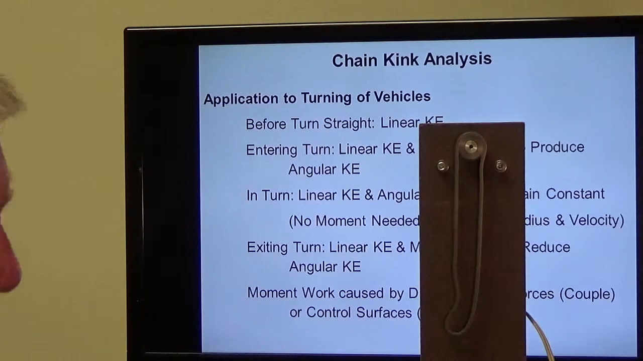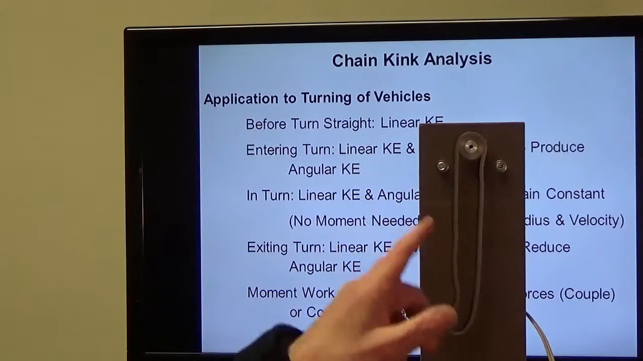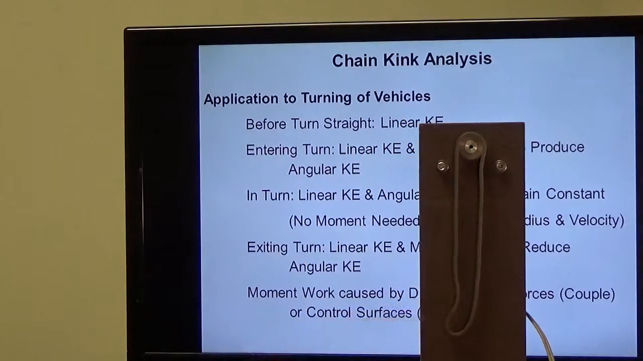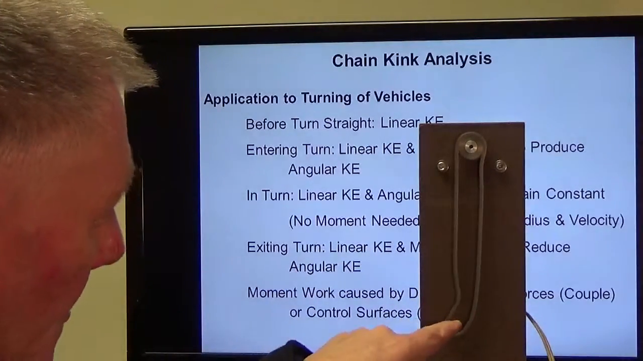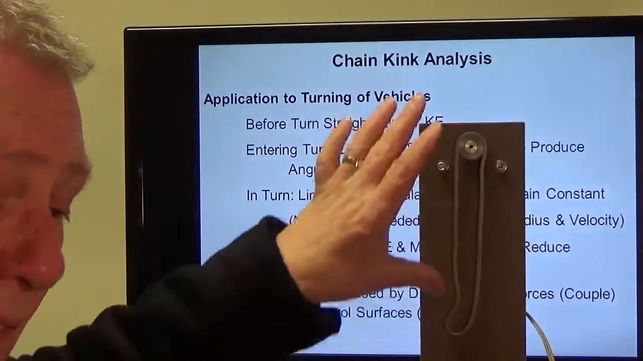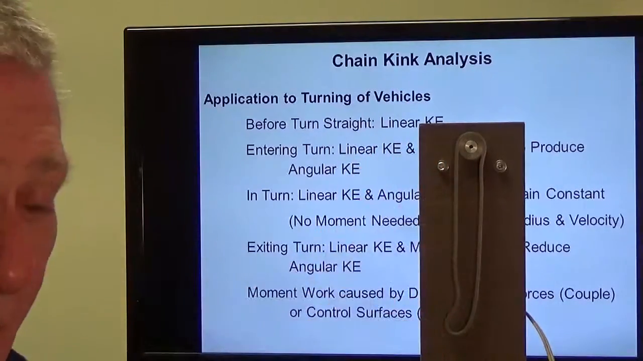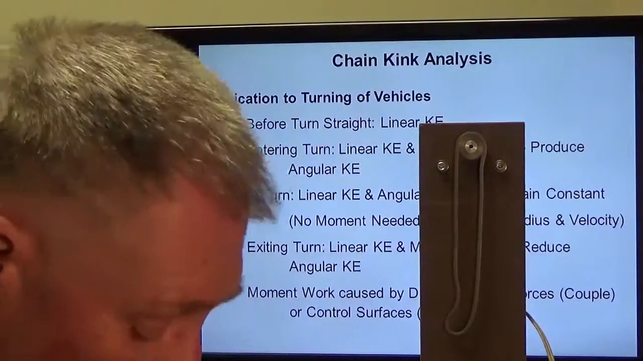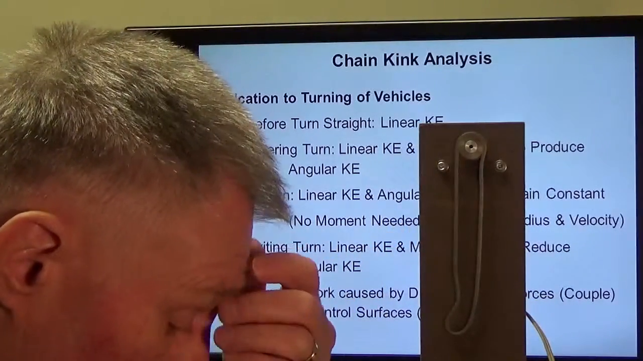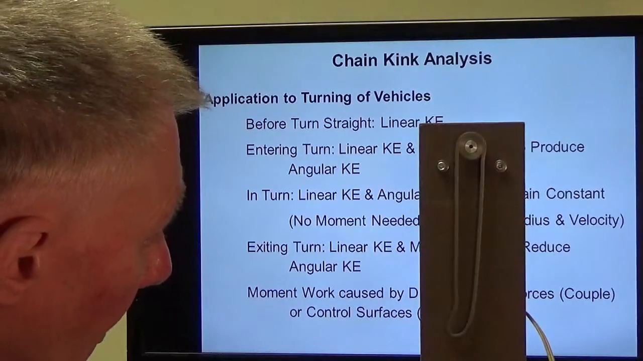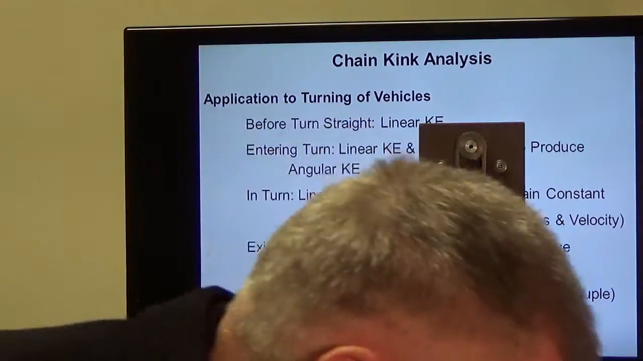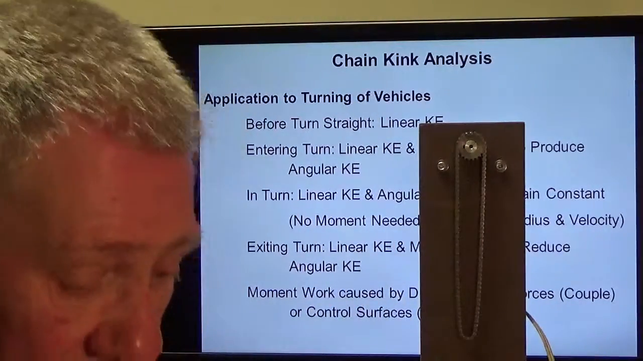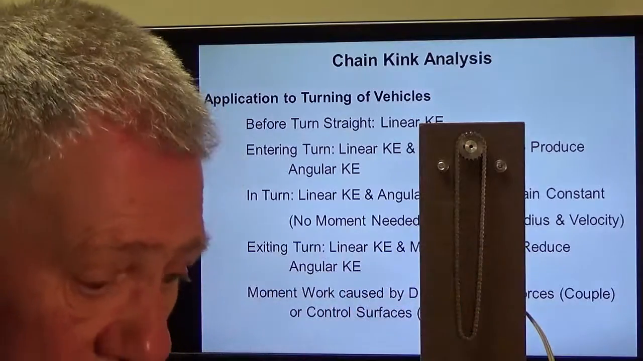Okay? Now, it's not just chains. Belts are the same way. But in most cases, like the chain on your bicycle, there's a sprocket down here as well, and there's a tension between them, and it tends to take out these deviations. That's why it's not so evident in the real world. So that's an interesting piece about the conservation of linear and angular kinetic energy.